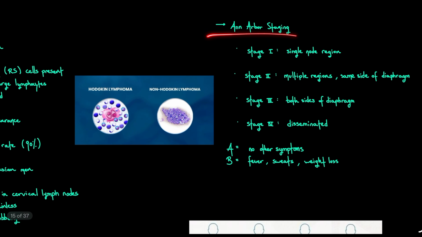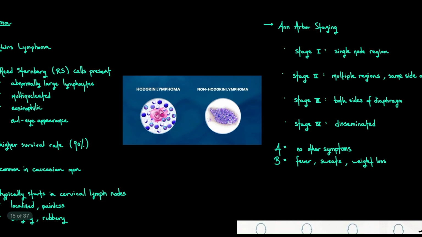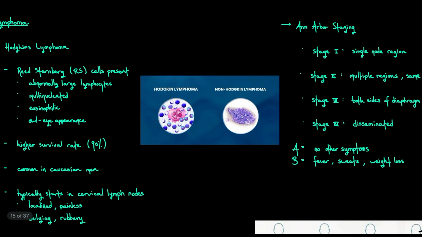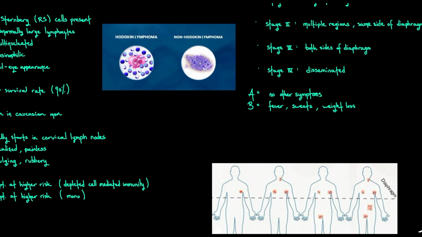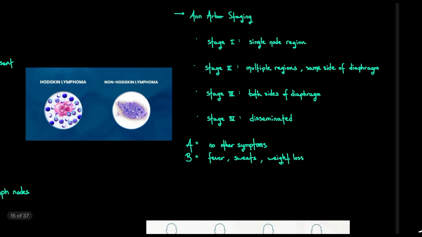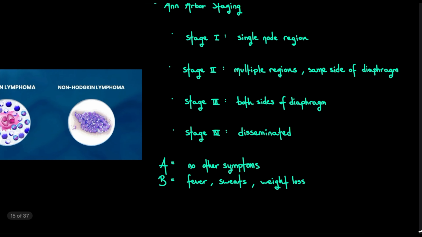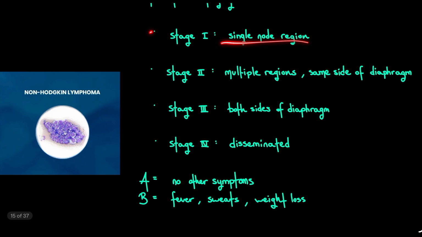Let's take a moment to discuss Ann Arbor staging. I have this in the Hodgkin's lymphoma section, but I've also seen it characterized in non-Hodgkin's. I guess it just depends on the textbook you're reading. So, Ann Arbor staging, we can break it up into 4 stages. Stage 1, single node region. So that's just a lump on the neck, and that's all she wrote.